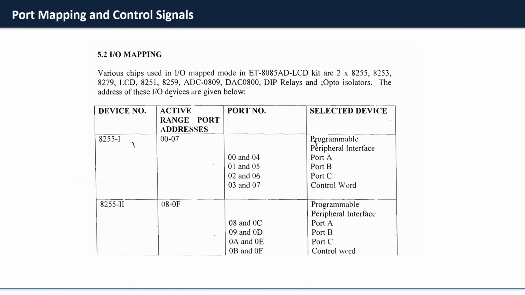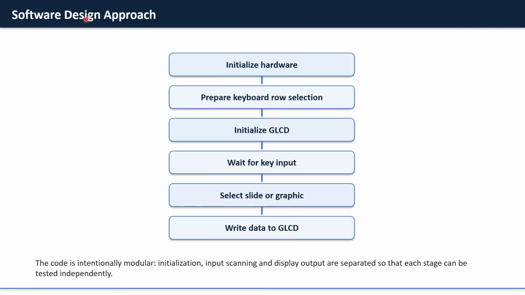As you can see here, from the manual I have already shown, on the second 8255 we are interacting with port A and port C at 08 and 0A, and the control word is sent on 0B. These are available in the manuals of the 8085 kit. This can vary from kit to kit, so it is recommended that you refer to your manual for this. We have already talked enough about the hardware. Let's move on to the software design approach.